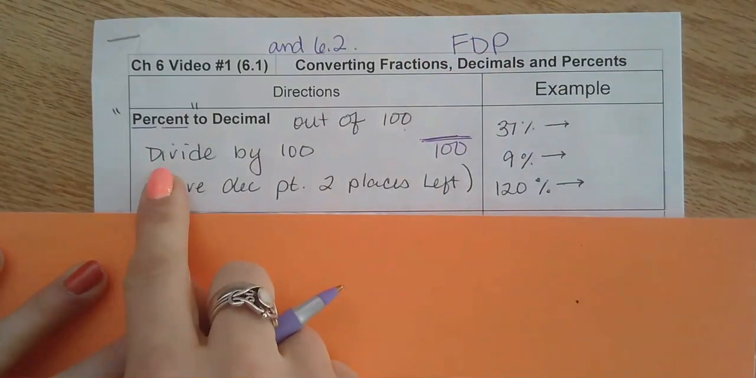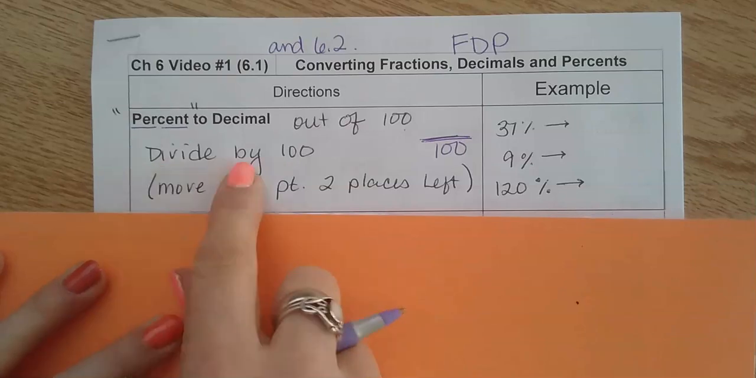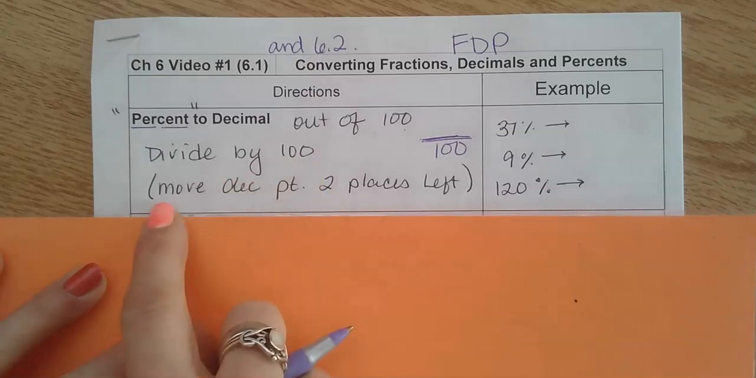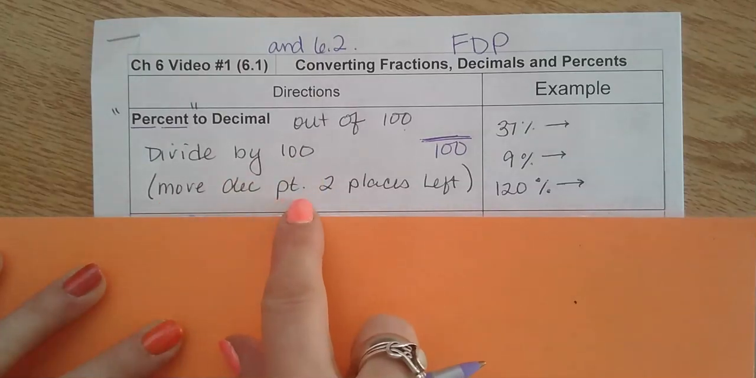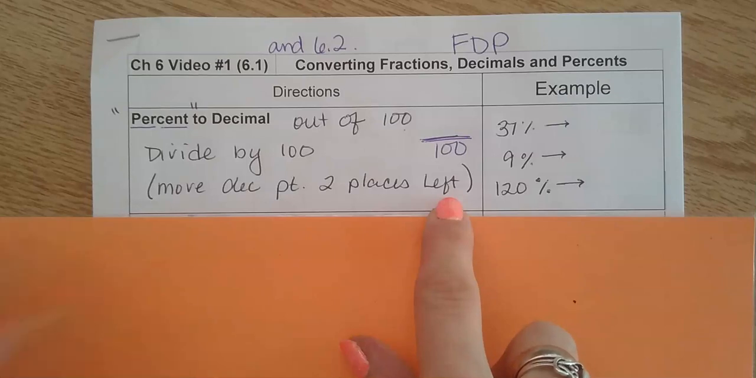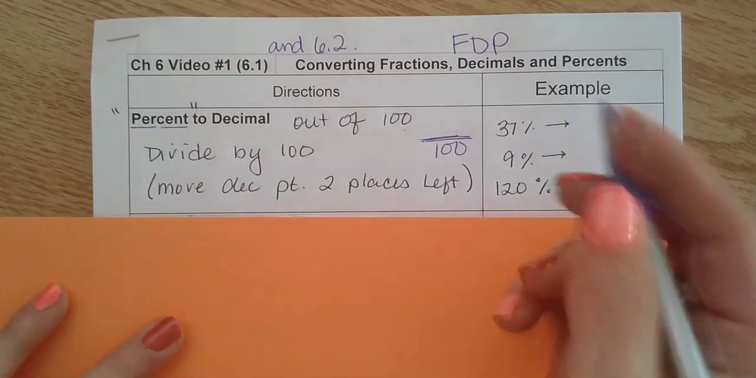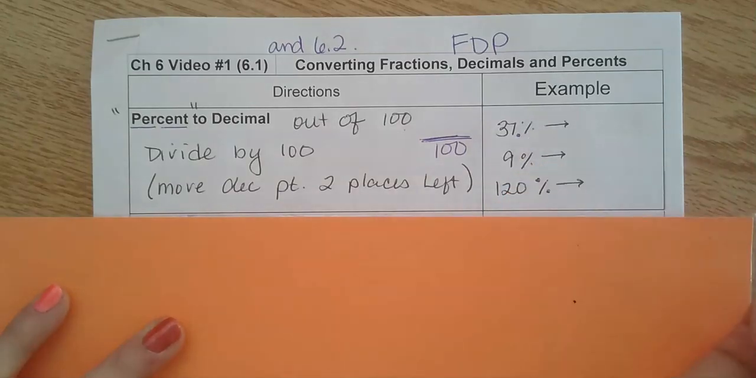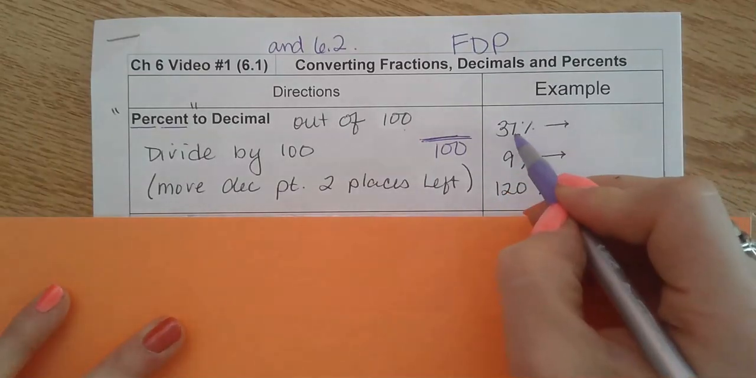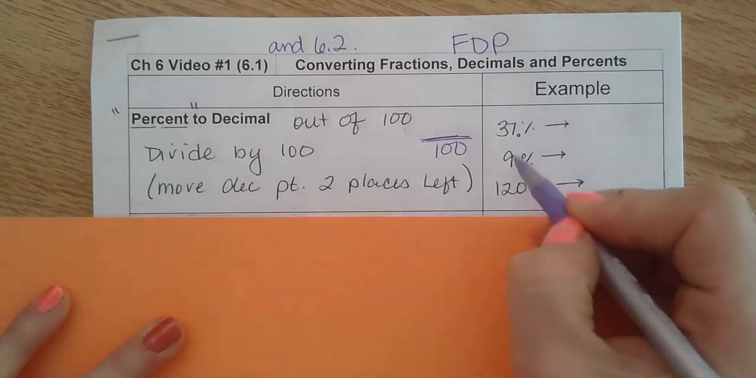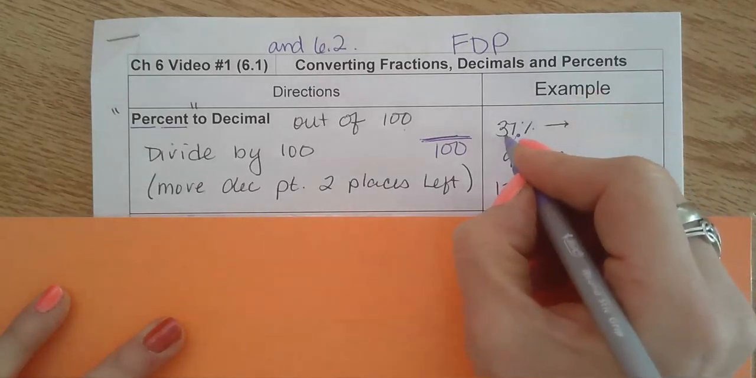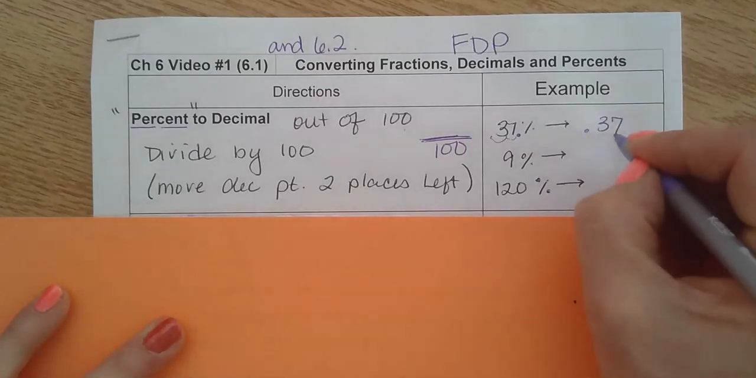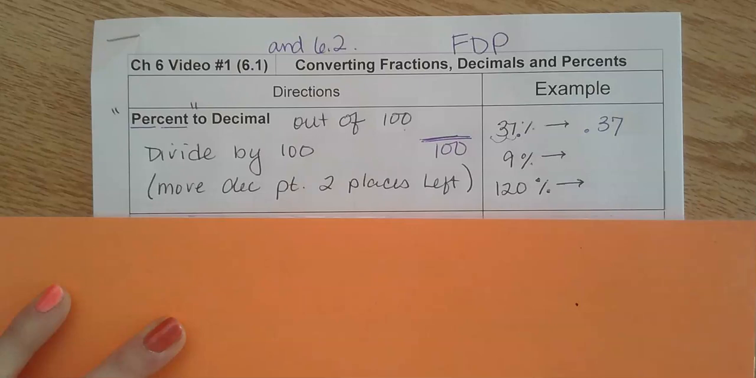So in order to convert, we're going to divide by 100. And you can go ahead and do that, or the shortcut is just move the decimal point 2 places to the left. Anytime you divide by 100, you're taking that decimal point and moving it 2 places to the left. So if we look at our examples, even if there's no decimal point in the answer, we know it's here at the end. So if I move it 2 places to the left, 0.37 would be the decimal for 37%.